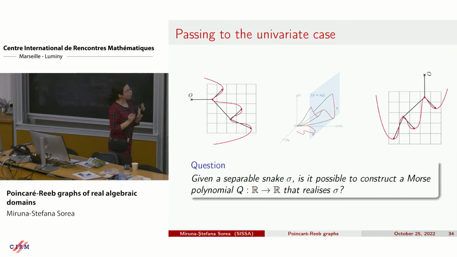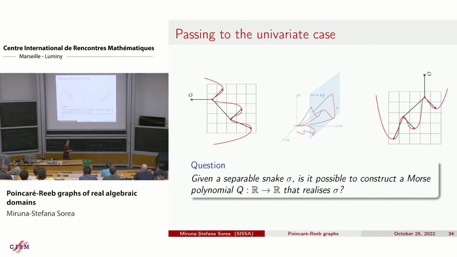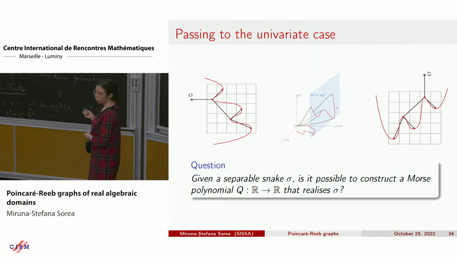Good. Now we understood what classes of trees we can construct. I was telling you that we can reduce the problem to the univariate case at some point, and you remember that we were doing this cutting of the surface with the plane. So, given the shape we want to construct, let's try to construct it as a graph of a univariate polynomial.